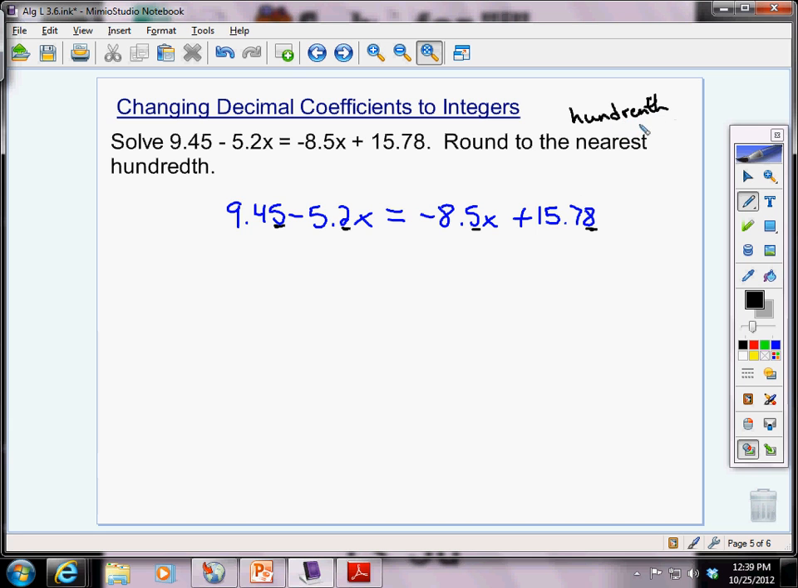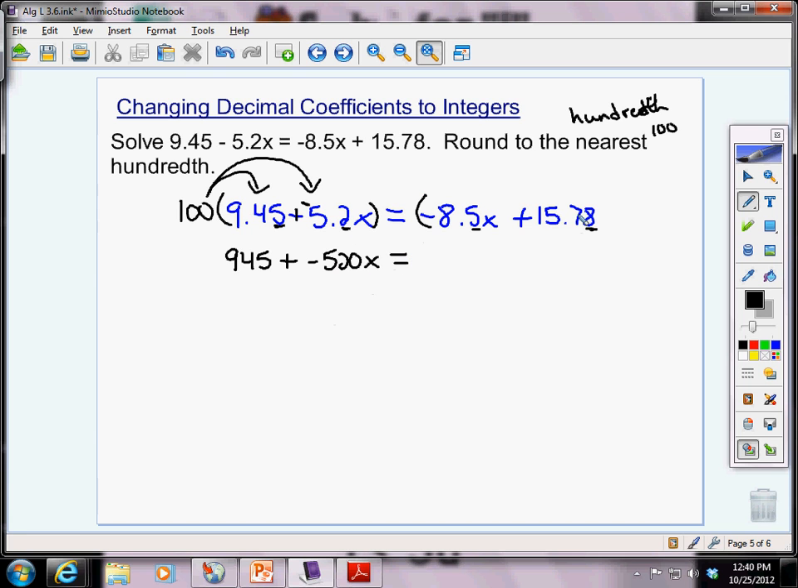I apologize for spelling hundredths wrong. So we're going to multiply each side by 100. Watch what happens. When we multiply this side by 100, 100 times 9.45 becomes 945. I'm sorry, keep, change, change. 100 times a negative 5.2x, you have to move the decimal place over twice. This becomes a negative 520x. Again, because when you multiply by 100, you're just moving it 2 places to the right.